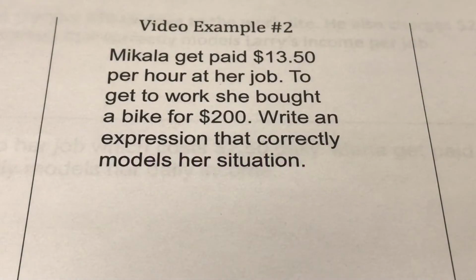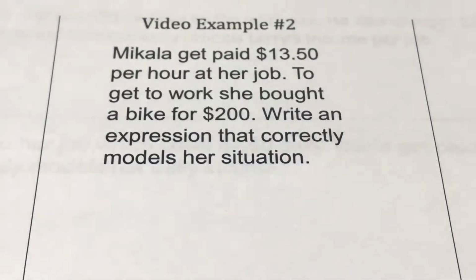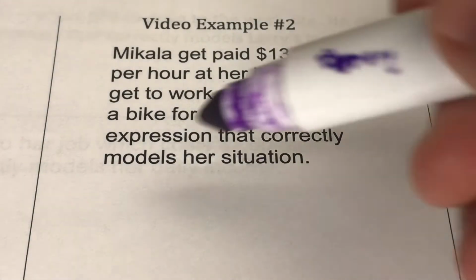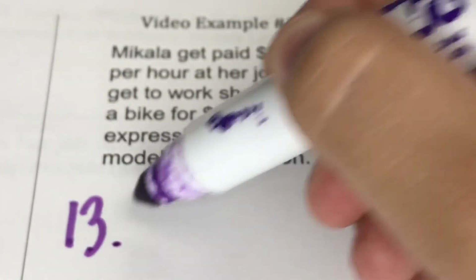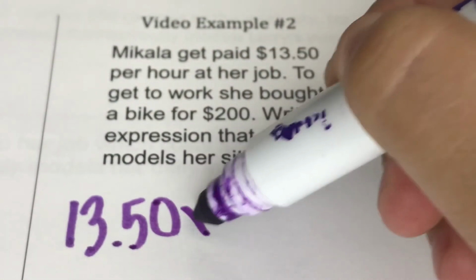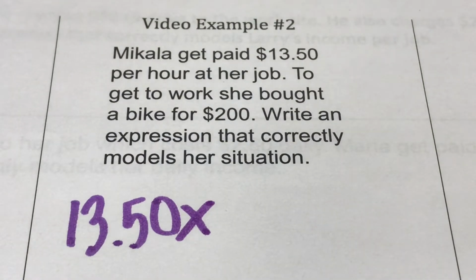Our second example says, Michaela gets paid $13.50 per hour at her job. To get to work, she bought a bike for $200. Write an expression that correctly models her situation. So we know Michaela gets paid $13.50 per hour. So that means x is going to represent how many hours she works, and $13.50, our coefficient, is her pay per hour. So that's represented by 13.50x.